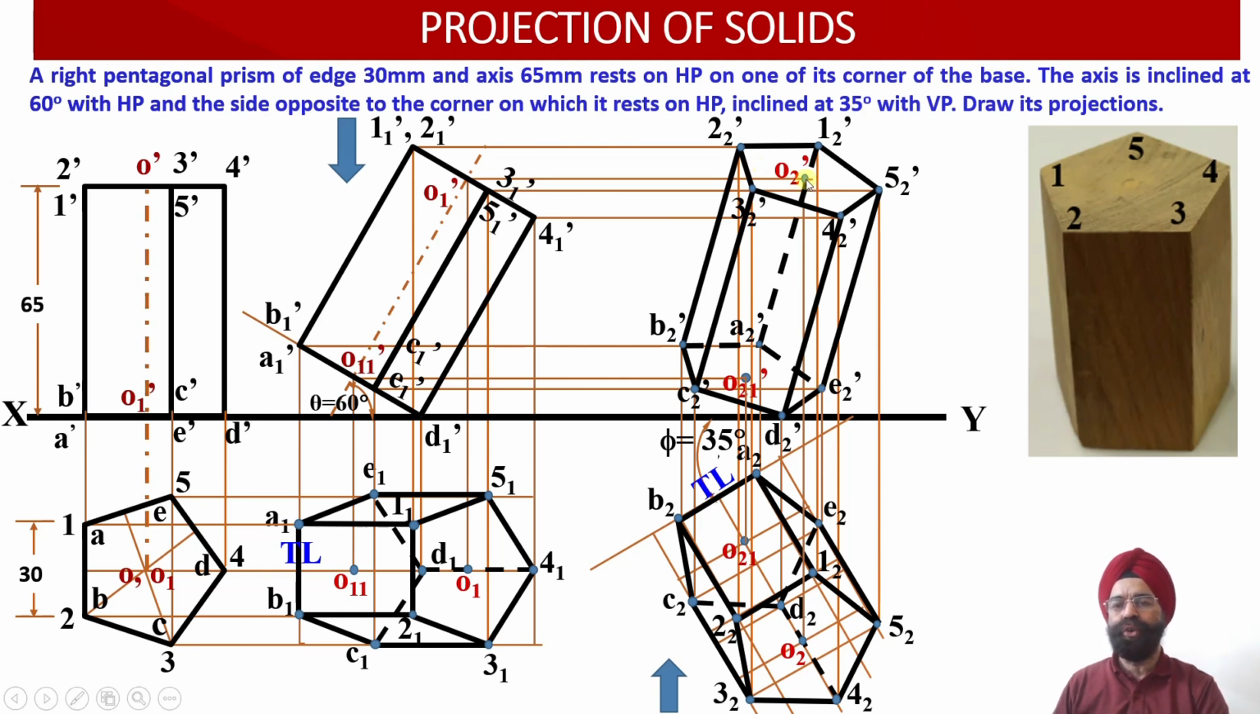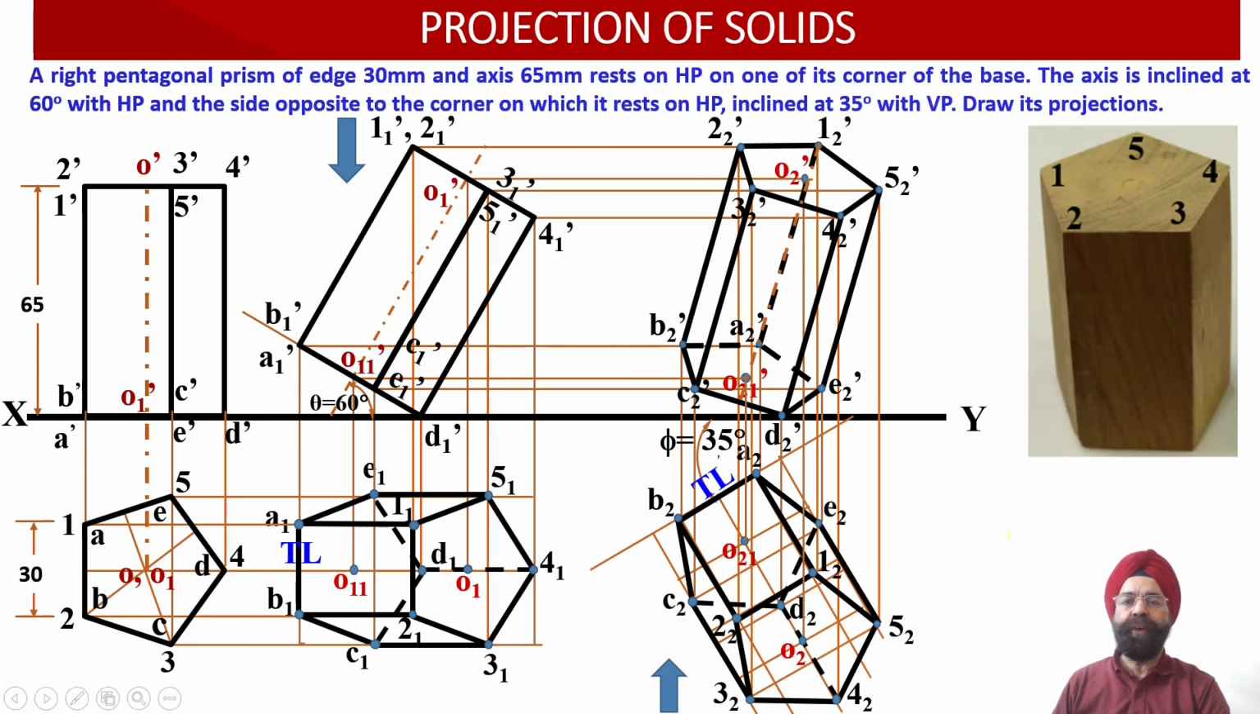And finally, we need to join the axis also. The axis top point is O₂' and the axis base point is O₂₁'. So this is the axis which we have joined over here using axis notation. Now once we have been able to obtain the front view elevation over here, we have obtained the front view projections as well as the top view projections of an oblique pentagonal prism which is inclined with respect to the horizontal plane and inclined with respect to the vertical plane.